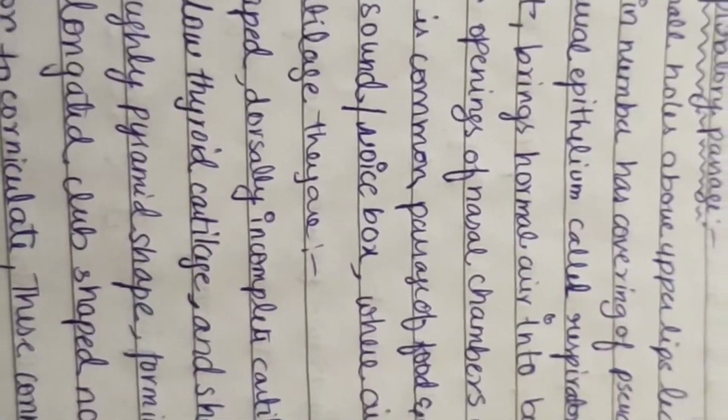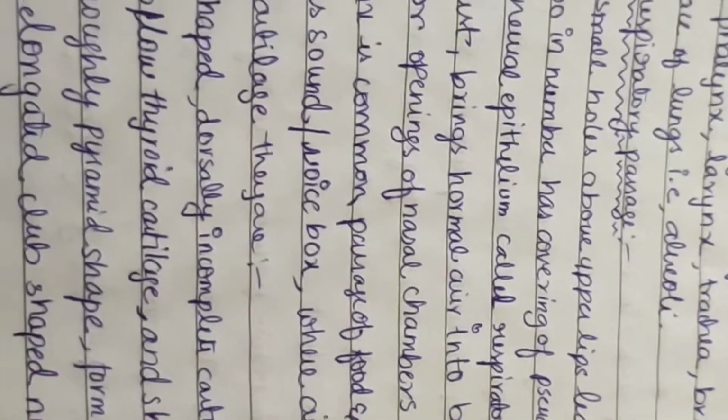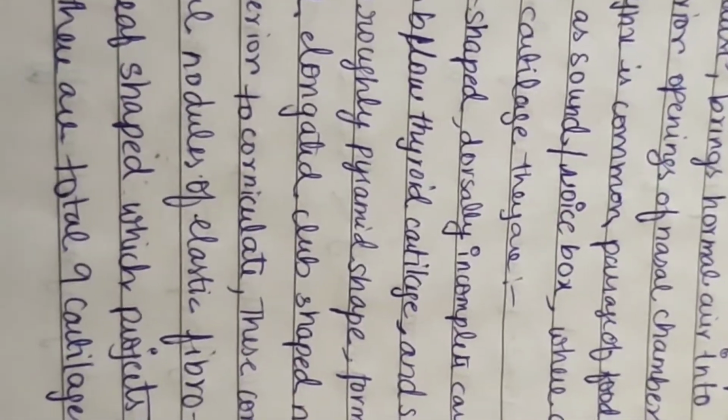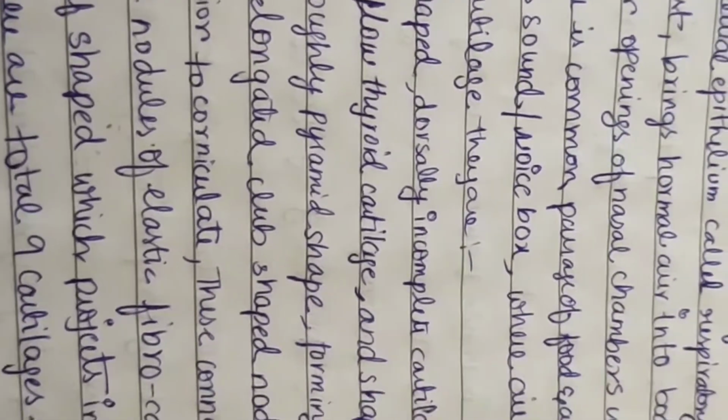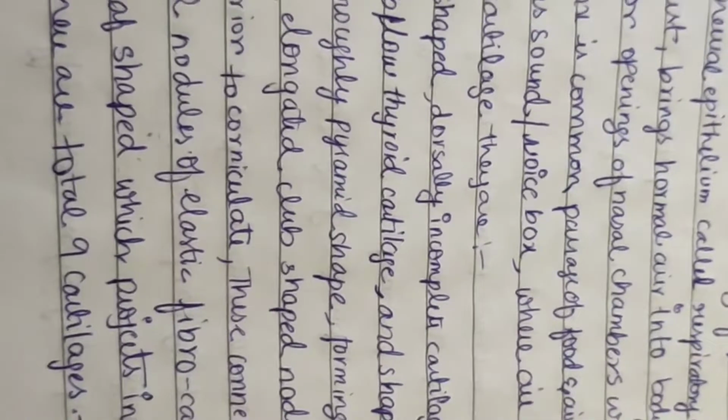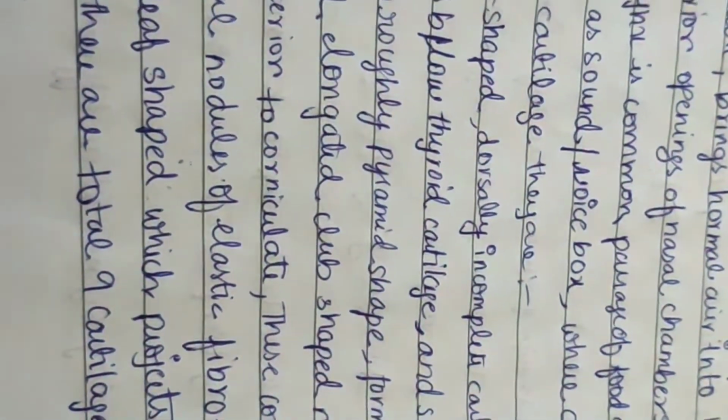Now larynx. It is also called a sound or voice box, where air passes through the glottis and leaves the larynx, as many cartilages are there. The cartilages which form the larynx are: first is thyroid cartilage, a C-shaped dorsally incomplete cartilage called Adam's apple, mostly prominently seen in males. Then cricoid cartilage lies below the thyroid cartilage and its shape is like a signet ring. Then arytenoid cartilage. These are two roughly pyramid shaped cartilages forming the posterior wall of larynx.